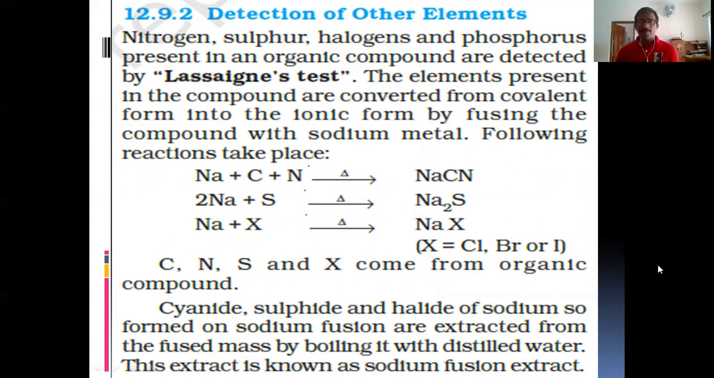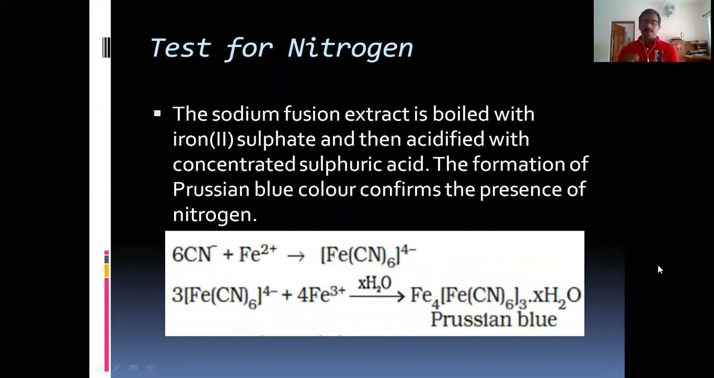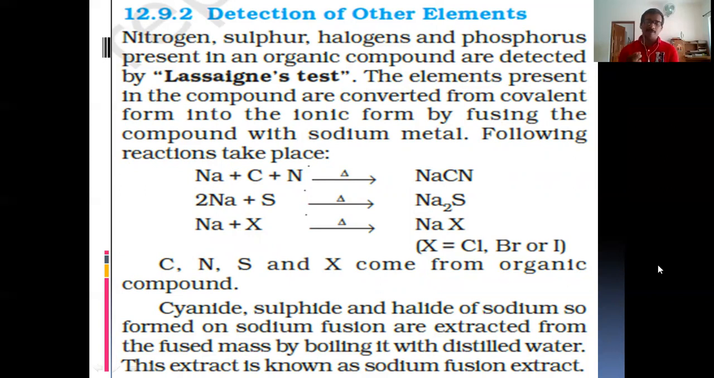In Lassaigne's test, first we have to prepare Lassaigne's extract or sodium fusion extract. In a fusion tube, that is a very small tube, organic compound is taken and metallic sodium is added to it, and heated to fuse until the fusion tube becomes red hot. During the time of fusion, the elements present in the organic compound will combine with metallic sodium to form ionic compounds. And from that tube, by dipping it in distilled water, we can extract the compounds formed.